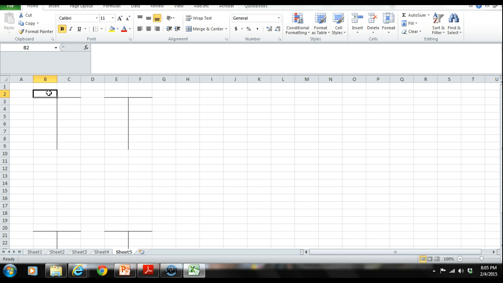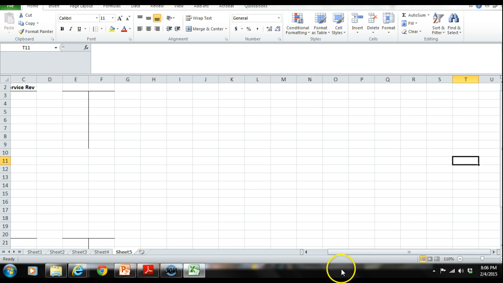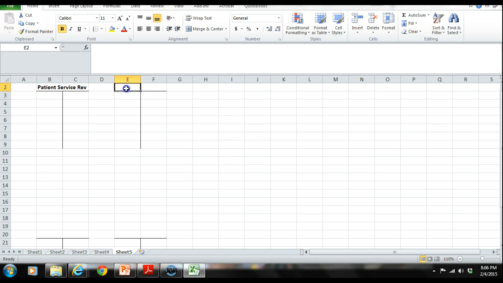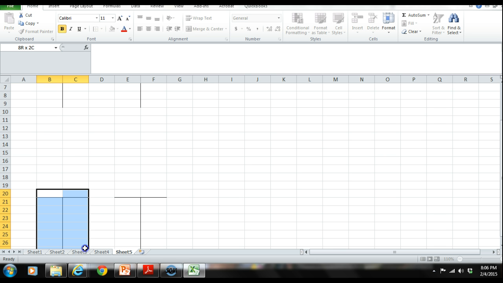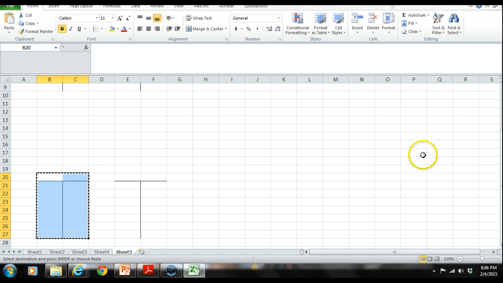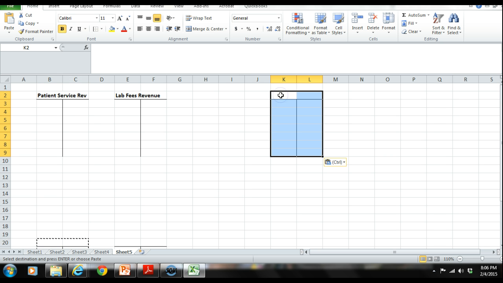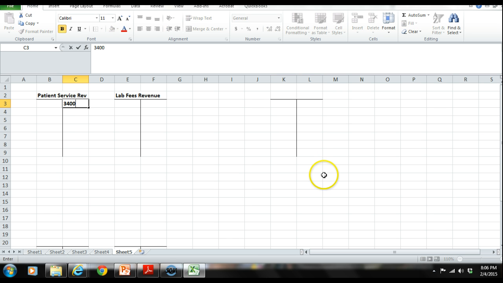So, which is that first account called? It's a revenue account. What is it called? Patient service revenues. And the other one was called? Laboratory fees revenue. So, what did patient services revenue have? 3,400 credit. Okay. And lab fees? 1,800.